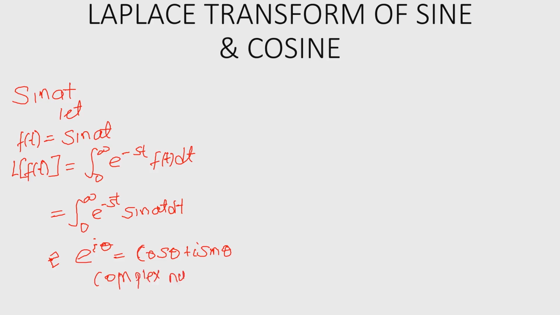We want to look for a way that we can make this equation look like this. In order for us to do that, we can say that e raised to the power of i at is equal to cos at plus i sine at. Let's call this equation 1. Back to our equation 1.